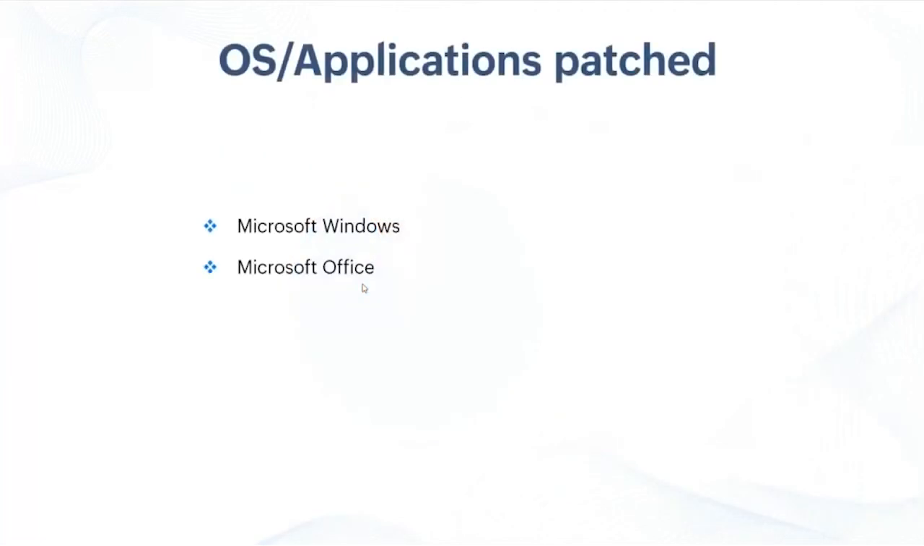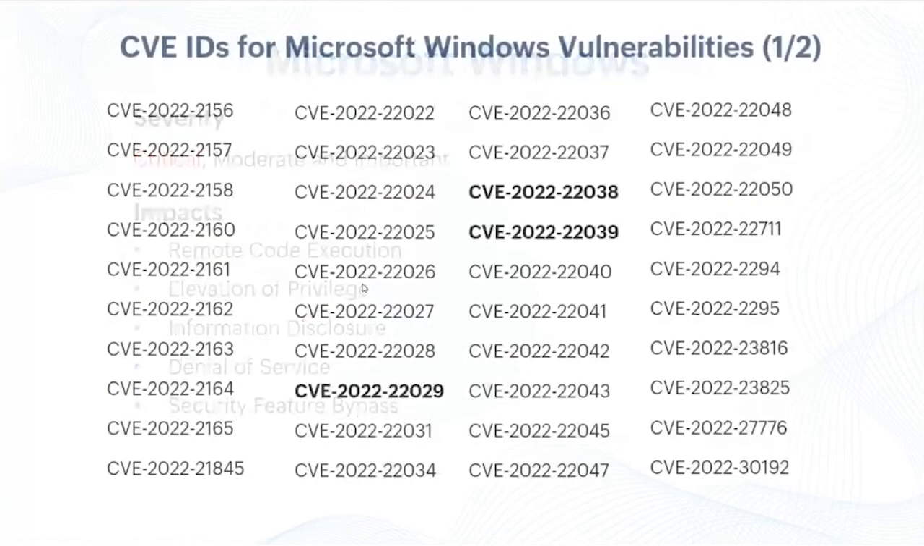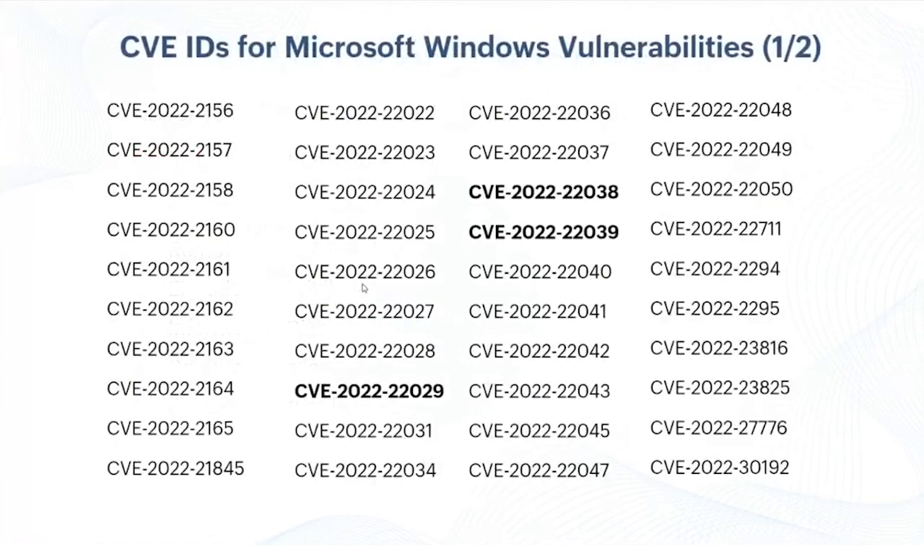Now discussing the operating systems and the applications patched, we see just 2, that is Microsoft Windows and Office. Let's take a look at the Microsoft Windows patches. The vulnerabilities have been classified as critical, moderate, and important. And failure to patch these vulnerabilities can cause remote code execution, elevation of privilege, information disclosure, security feature bypass, and denial of service.